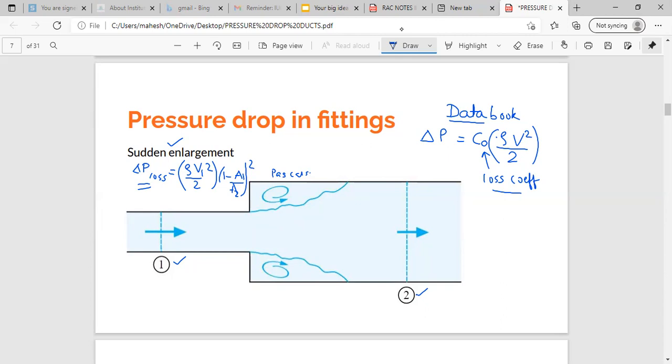So we can use two methods. One is by using the basic equation, that is Bernoulli's equation, for calculating the pressure loss, or the second one is, as I said, you can refer to the data book.